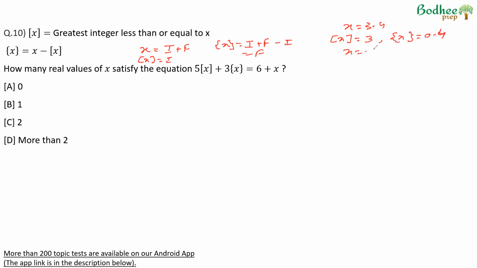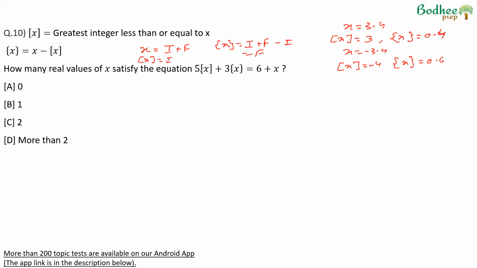If I say x is equal to minus 3.4, square bracket x will return minus 4, and curly bracket x will return 0.6, the fractional part. The fractional part would be positive. For example, if I put minus 3.4 minus of minus 4, we'll get 0.6. So this is what the values are.